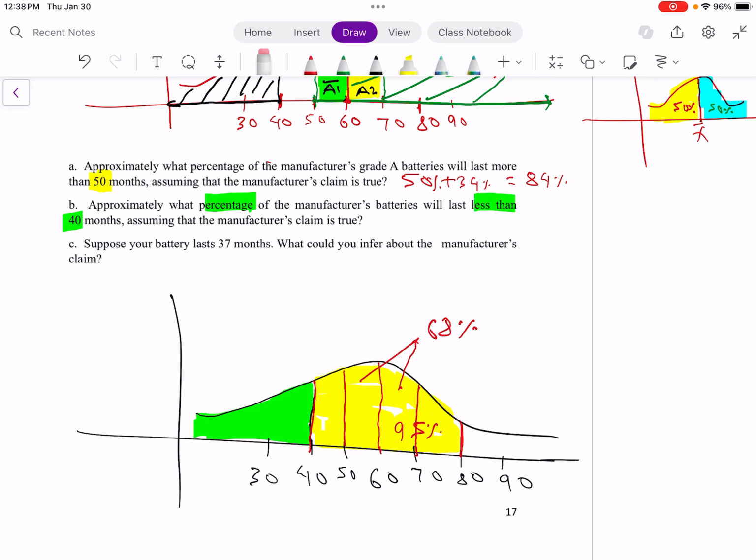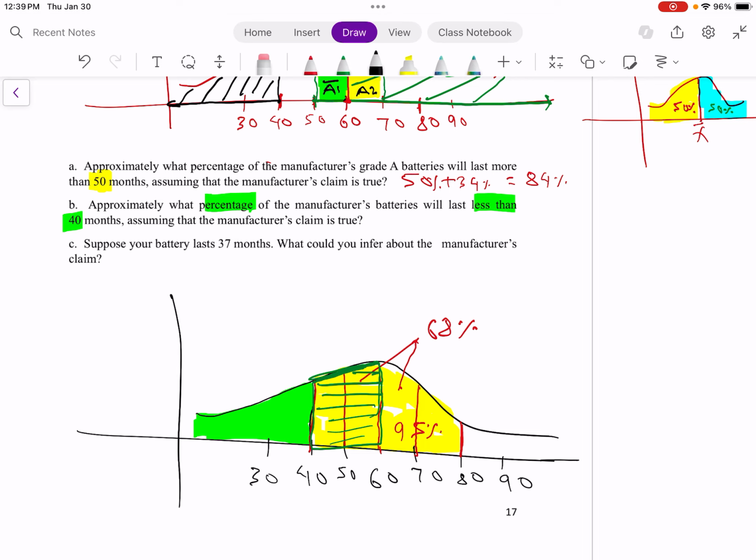Okay, so here, let me get rid of this. What is this part? What is the area of this part? I mean, what is the percentage in this region? 47.5. How did you get that? 95 minus 68 divided by 2.